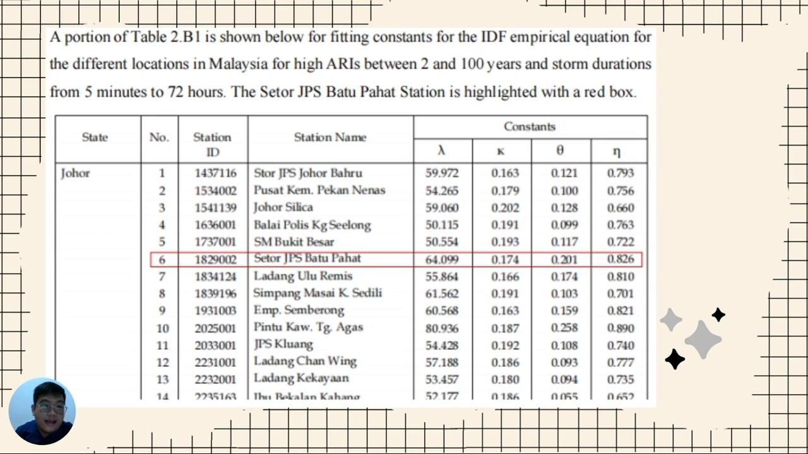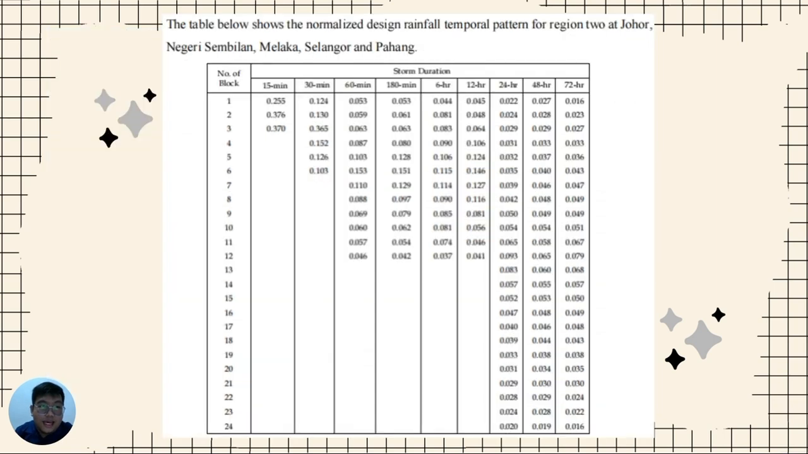So in our project, it is Johor State, station number 6, sector JPS Batu Pahat, and we use the constant here. And here is the last table that shows the normalized design rainfall temporal pattern for Region 2 at Johor and other states. I think that's all for me.